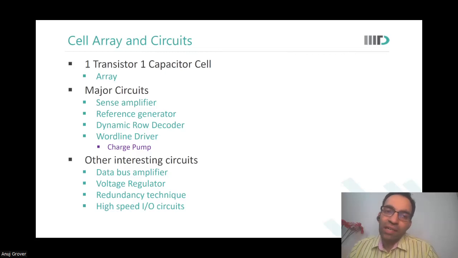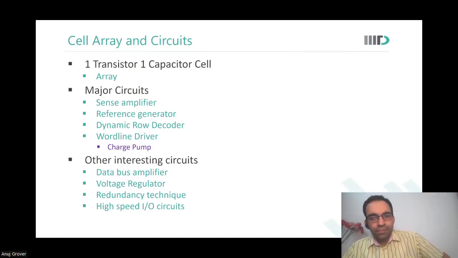So what have we done till now? We looked at the memory cell. Now what we will do is look at the memory array, the DRAM array a bit, and then we will take a quick look at the sense amplifier, reference.